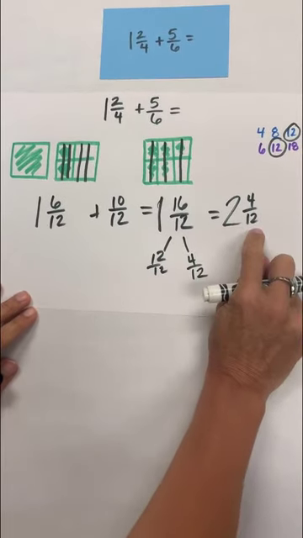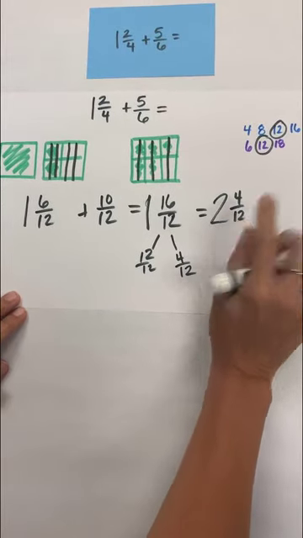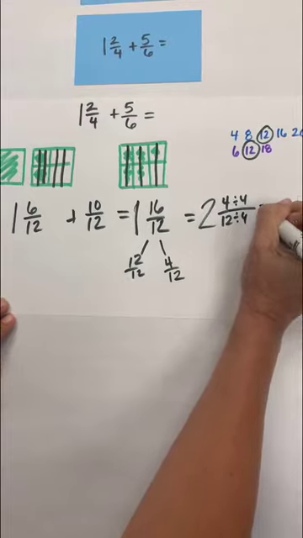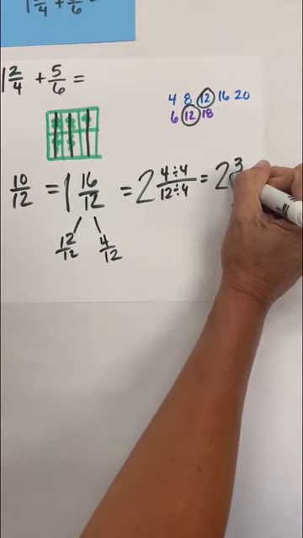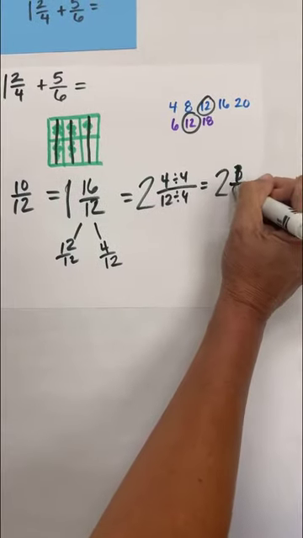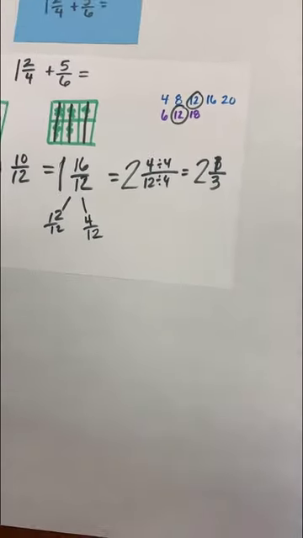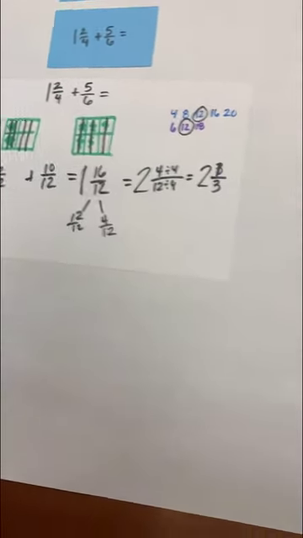Now, if I start thinking about common factors of the 2, I know that 4 can also go into 12. So if I divide by 4, then that will give me 2 and 1/3. And it can't be simplified any further because there's not any common factors of 1 and 3 other than 1 itself. All right.